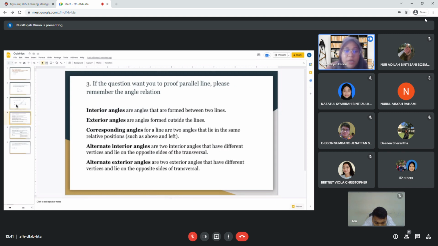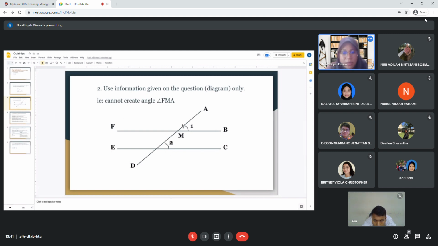Okay. Unless there's another angle over here. Let's say angle 3, yang FMA ni angle 3. But in the given, it doesn't state. In the given, dia just state pasal angle 1 and angle 2 je. Tapi dekat diagram ni dia ada draw angle 3, then you can use that angle.